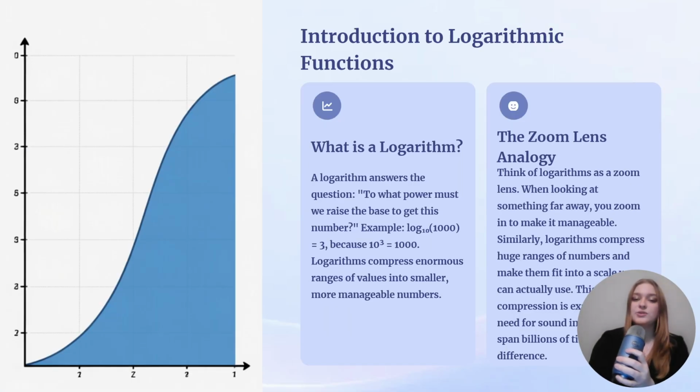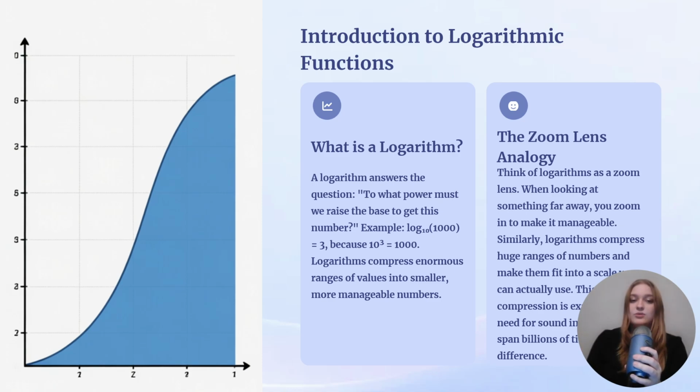Now, let's introduce the mathematical tool that makes sound intensity easier to understand, the logarithmic function. A logarithm answers the question, to what power must we raise this base to get this number? For example, the logarithm base 10 of 1,000 equals 3, because 10 raised to the third power is 1,000. What makes logarithms so powerful is that they compress these enormous ranges of values into smaller, more manageable numbers.